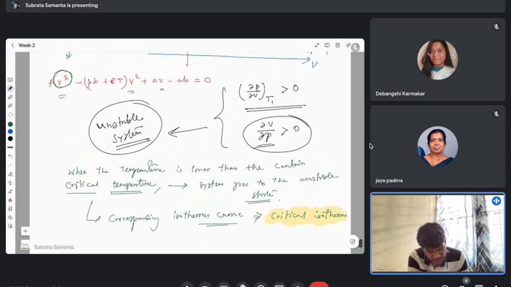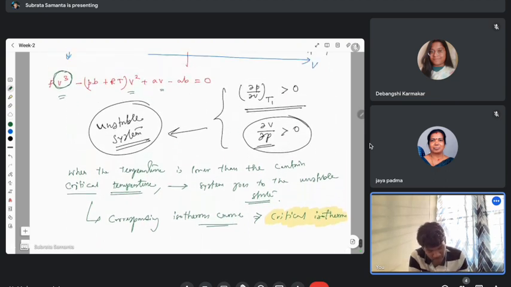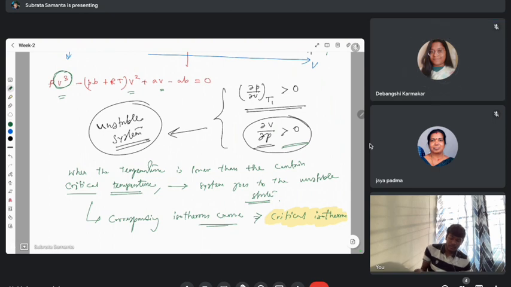So this point is clear, why this system goes to unstable when del P is greater than 0. That means when you try to compress the gas, it gets bigger. So when you try to compress the gas, it gets bigger in size. So this is actually an unstable situation.